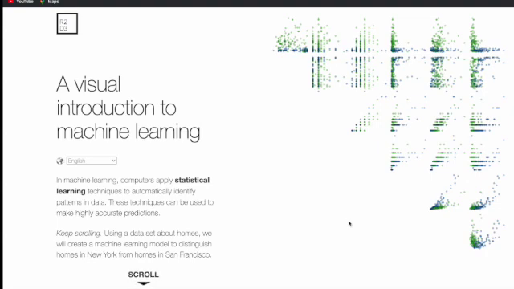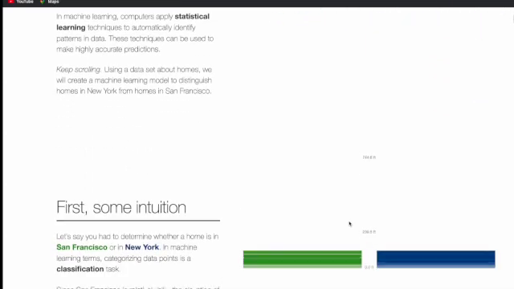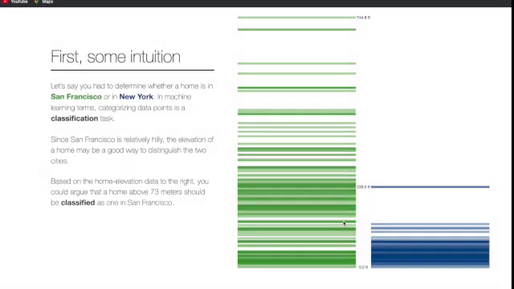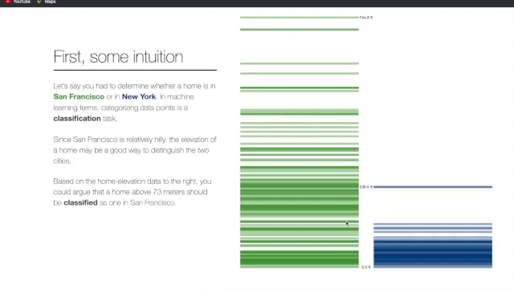Now, let's understand it with an example. Here, we have a dataset of homes in San Francisco and New York. And the problem statement is to create a classification model and distinguish homes in both the cities. Let's begin with some intuition. Let's say you had to determine whether a home is in San Francisco or in New York. In machine learning terms, categorizing data points is called a classification task.